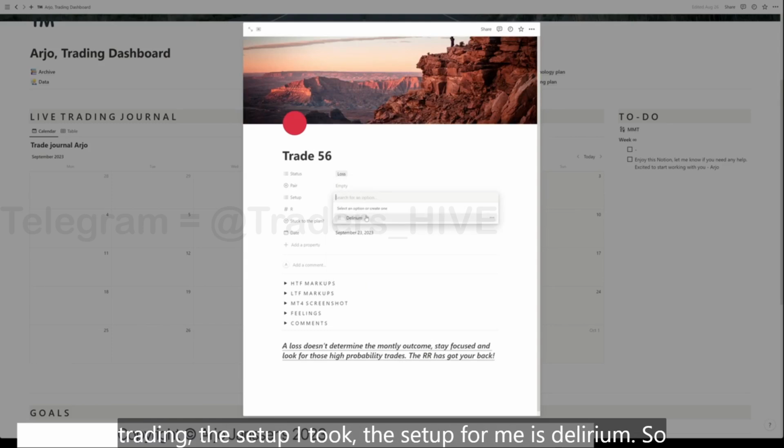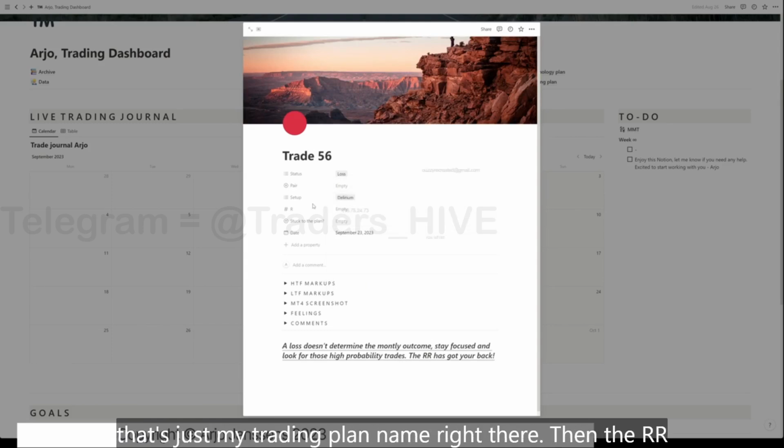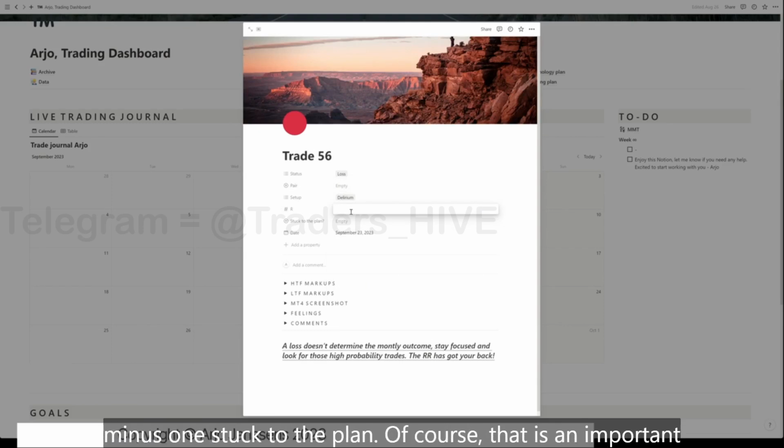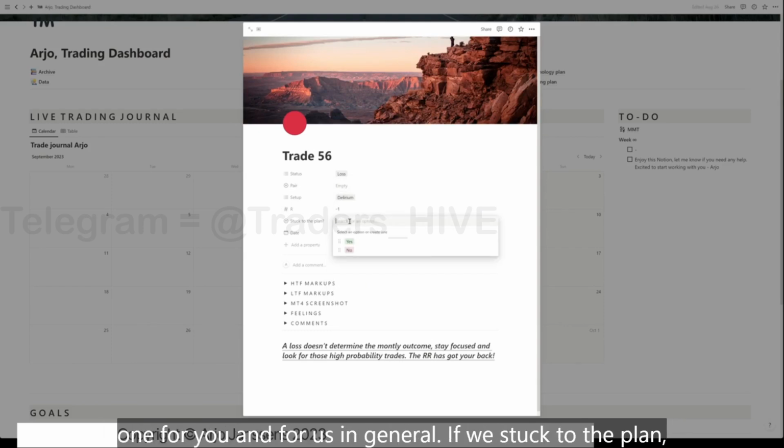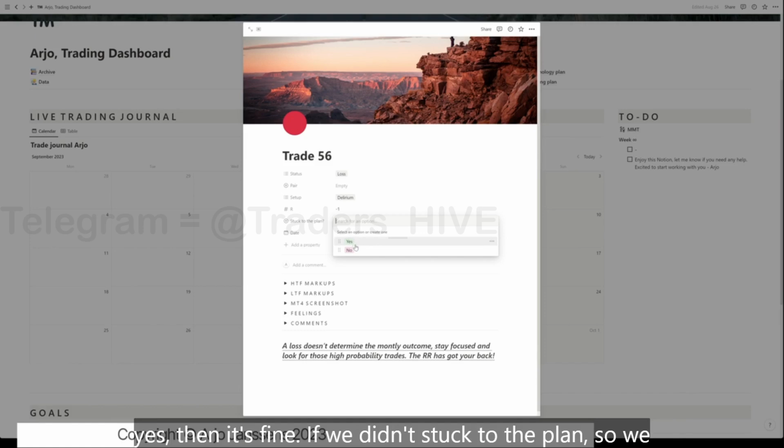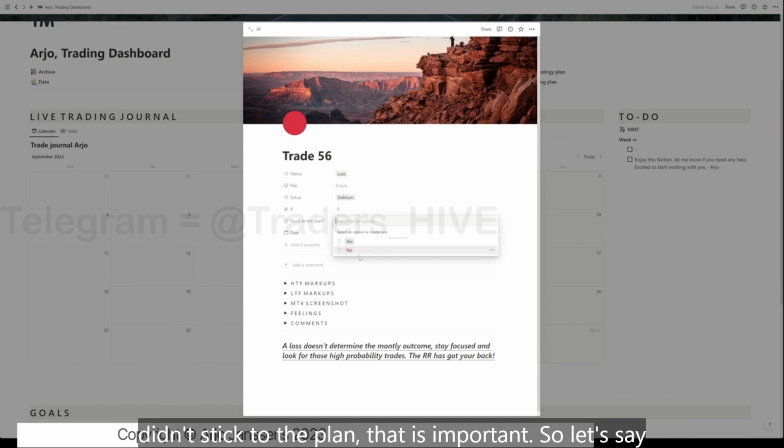The setup for me is delirium. So that's just my trading plan, a name right there. Then the RR, -1, stuck to the plan. Of course, that is an important one for you and for us in general. If we stuck to the plan, yes, then it's fine. If we didn't stick to the plan, that is important. So let's say no, we didn't stick to the plan.